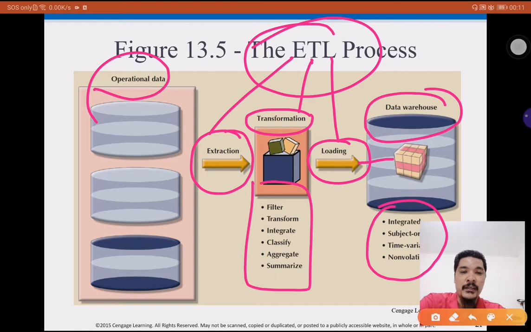So for what? Okay, again, decision. You need to make a decision. Kita perlukan decision. So bila dah ada all this kind of environment, kita senang nak buat decision.